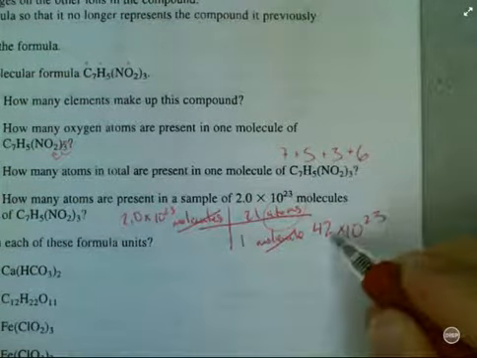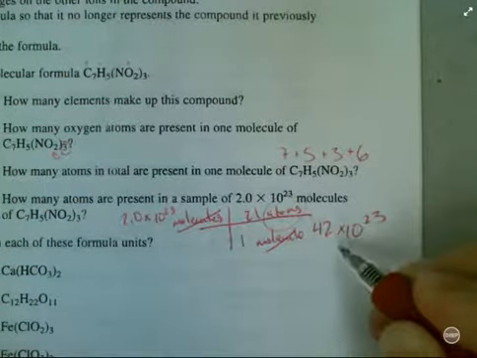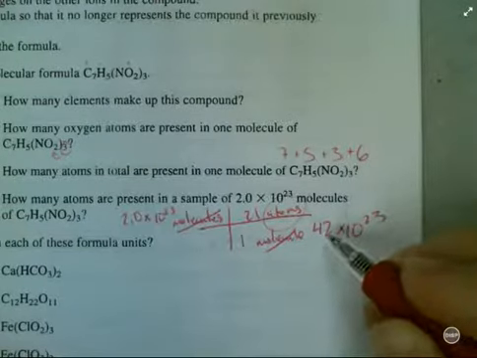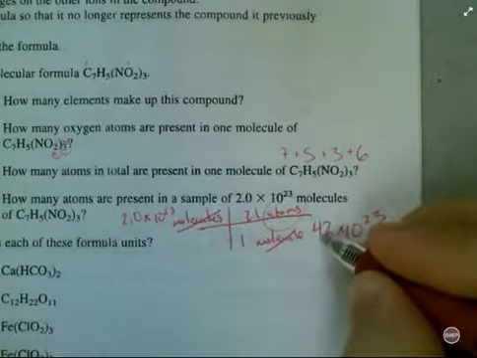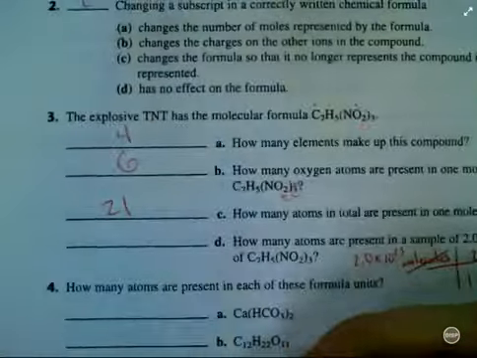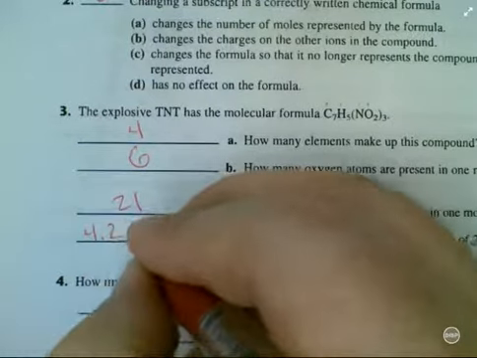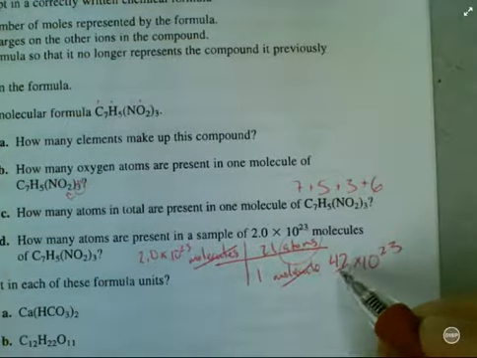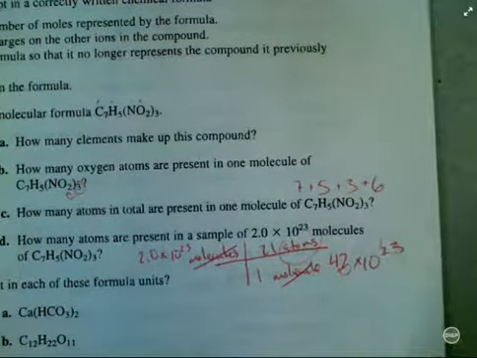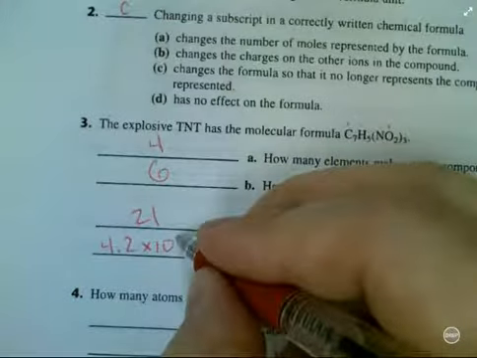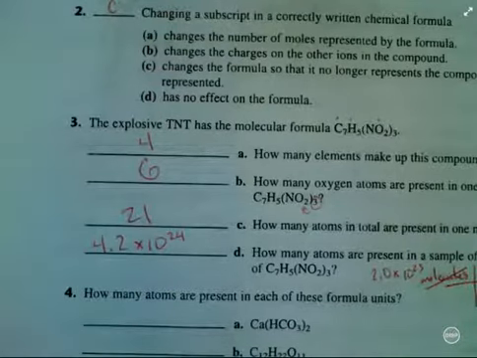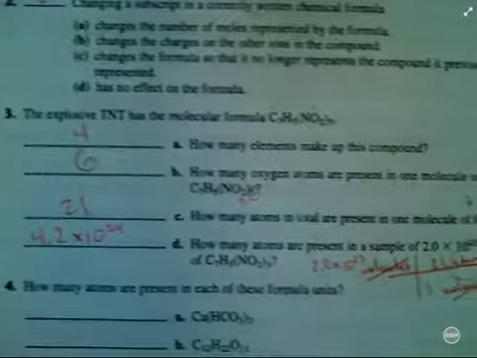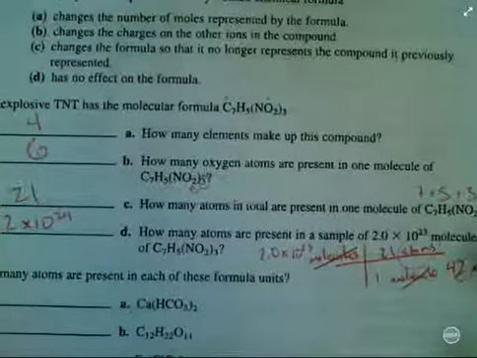Now, this value right here is not correct. It has to be between 1 and 10. So I'm going to move this decimal place over 1. So I'll be reporting a 4.2. But I moved the decimal point 1 to the left, so I'm going to have to change this exponent as well. So this becomes 4.2 times 10 to the 24th power. This is how many atoms are in a sample of 2.0 times 10 to the 23rd molecules of this substance.